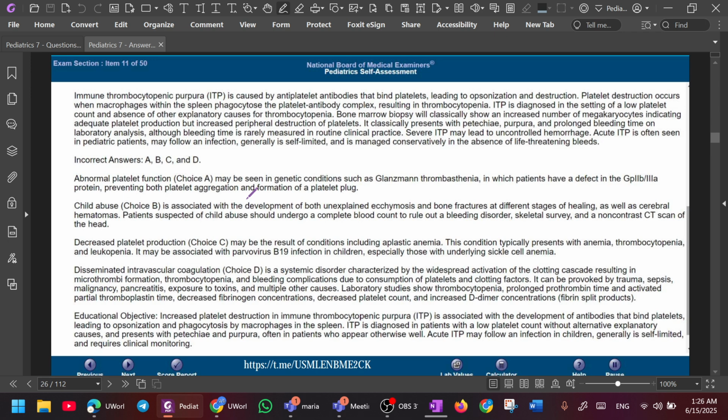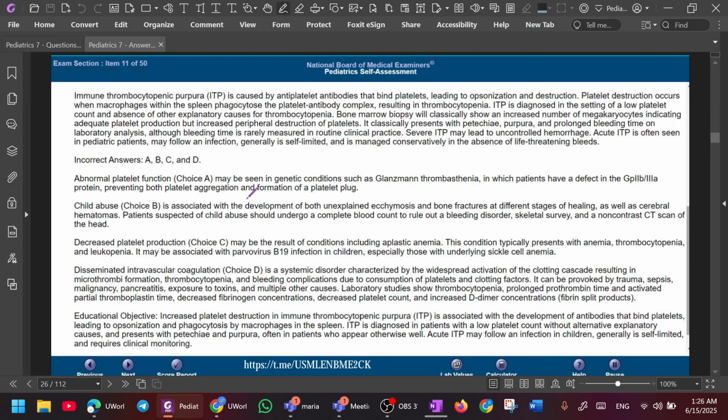Severe ITP may lead to uncontrolled hemorrhage. Acute ITP is often seen in pediatric patients, may follow an infection, is generally self-limited and is managed conservatively in the absence of life-threatening bleeds.